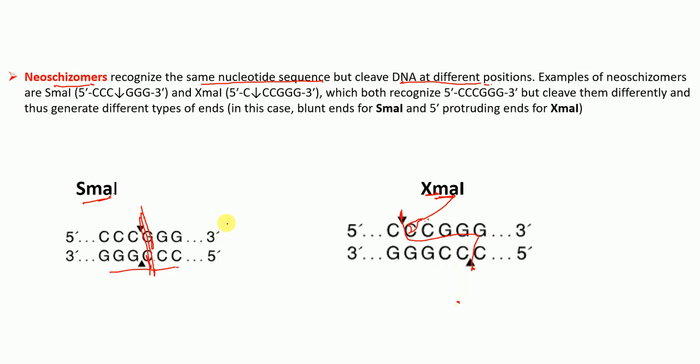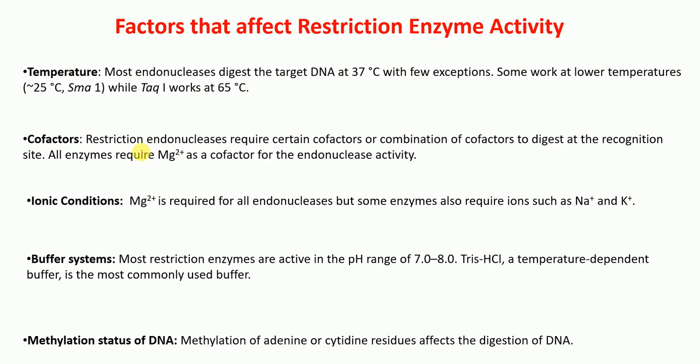So SMA1 and XMA1 have the same recognition sequence, but they cut at different locations. These kinds of restriction enzymes are called neoschizomers. Okay, neoschizomers. And another important point is what are the different factors that affect restriction enzyme activity.